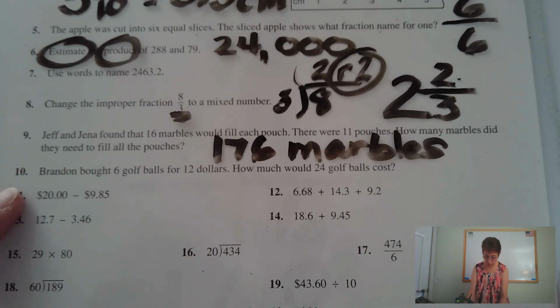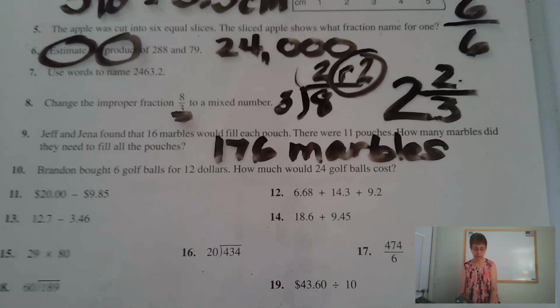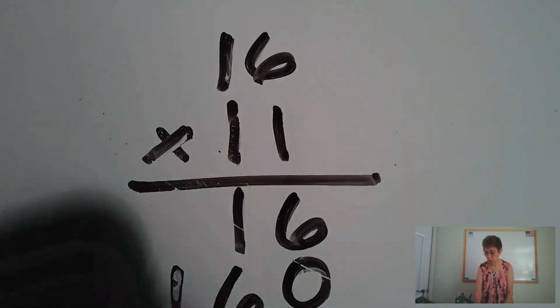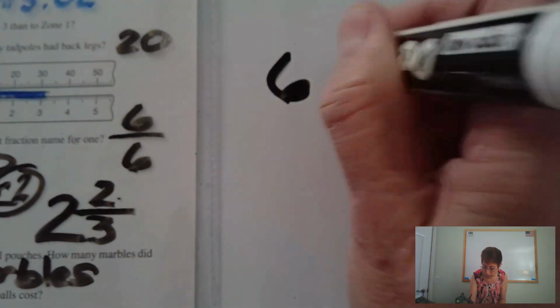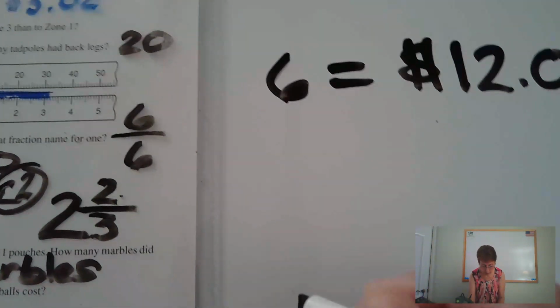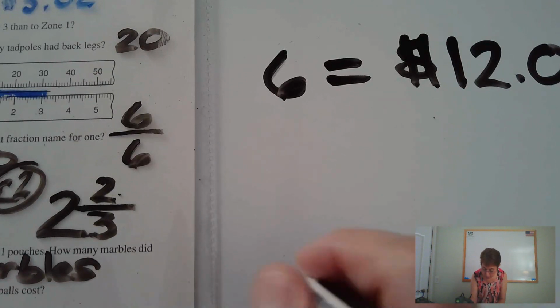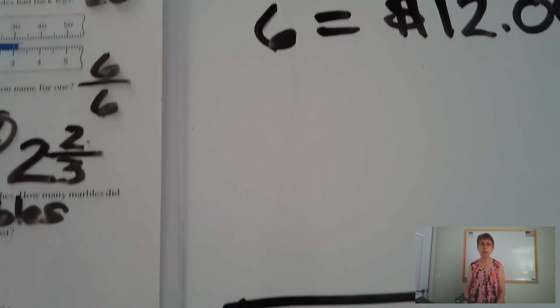And then number 10, Brandon bought 6 golf balls for $12. How much would 24 golf balls cost? Now remember, I always tell you more than one way to solve a problem. So it depends how you want to go about doing this. So Brandon bought 6 golf balls for $12. So I'm just going to write down he bought 6 golf balls and that cost him $12. There you go, 6 golf balls for $12. Well, now he wants to buy 24 golf balls. And what is that going to cost?